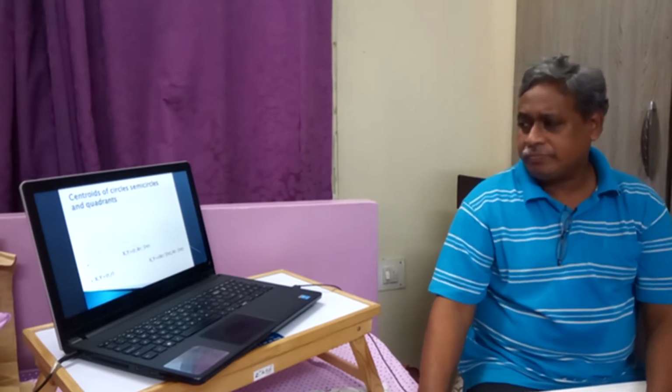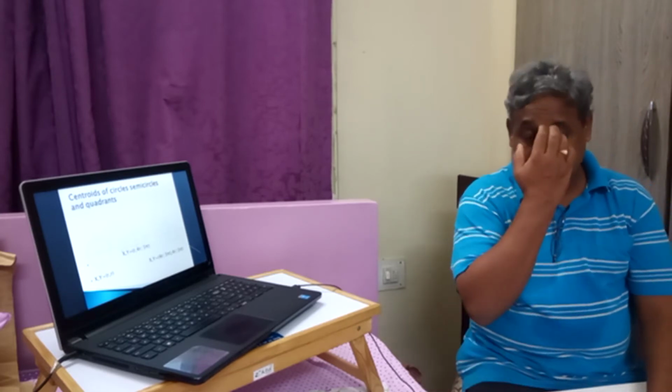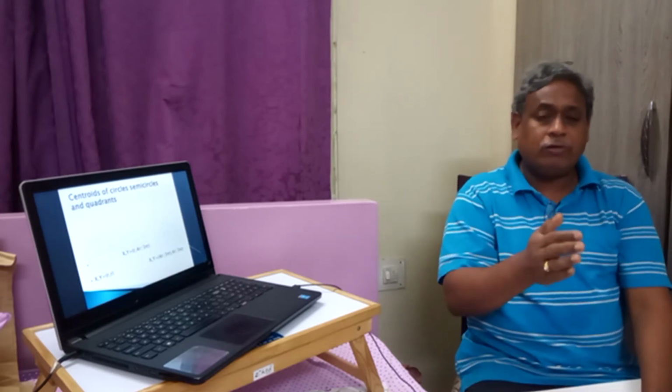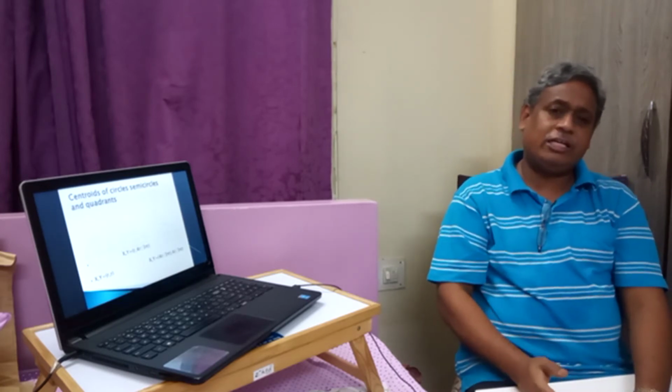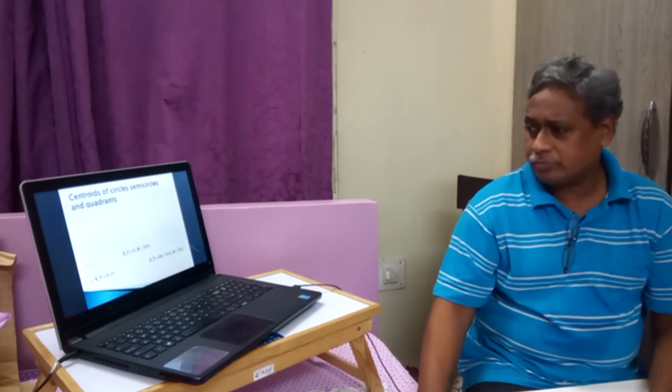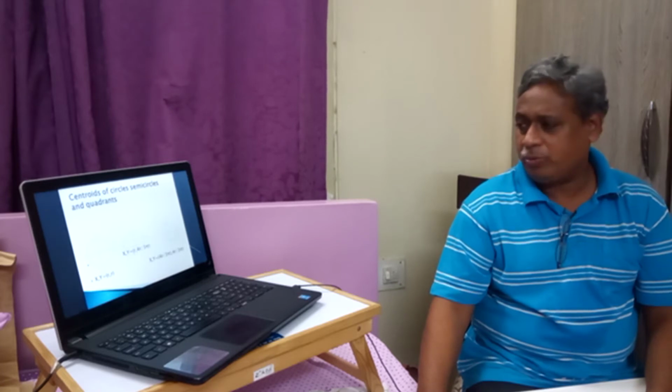Similarly, for this semicircle, if we take this bottom left corner as the origin, then since it is symmetrical on one axis, that is, the y axis is dividing that semicircle into two quadrants, therefore the x will be R, that is, d by 2, diameter by 2, or two R's are there.